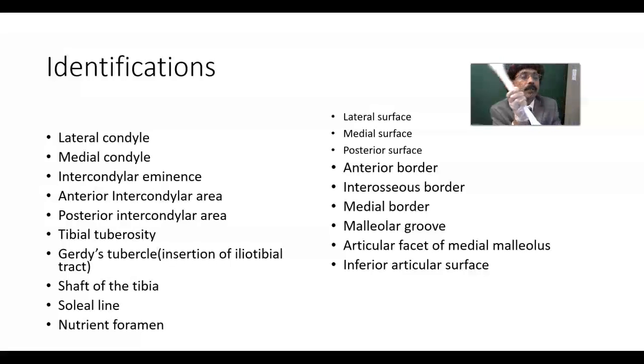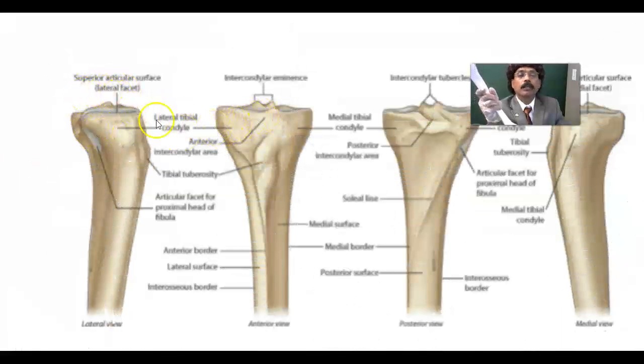We have the malleolar groove and the articular facet on the medial malleolus. The inferior articular surface is here. Okay, we got the identification. Now we'll go to the upper part.